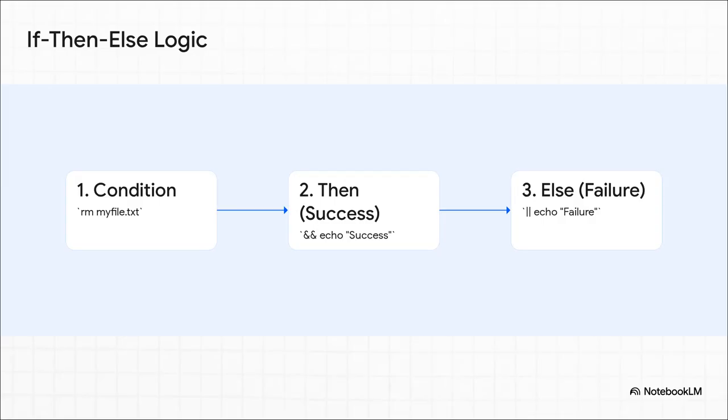This is so cool. By chaining and or together, you can create a full if-then-else structure right on your command line. The first command is your if condition. The part after and is your then block. It only runs on success. And the part after or is your else block. It's your plan B that only runs on failure. It's a super clean way to handle both outcomes in just one line.